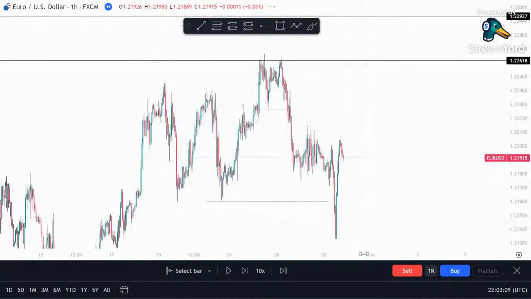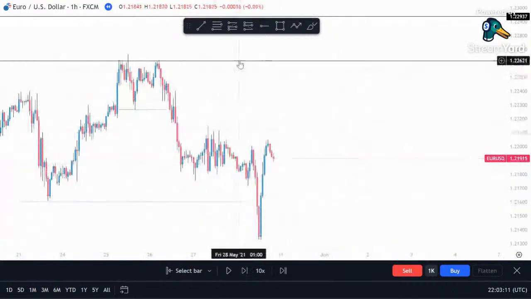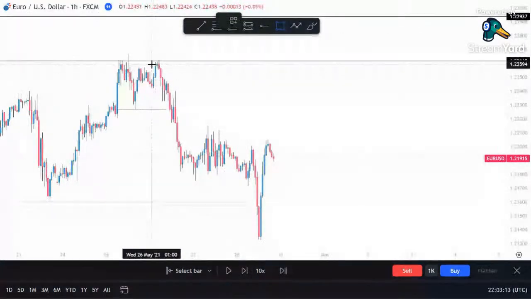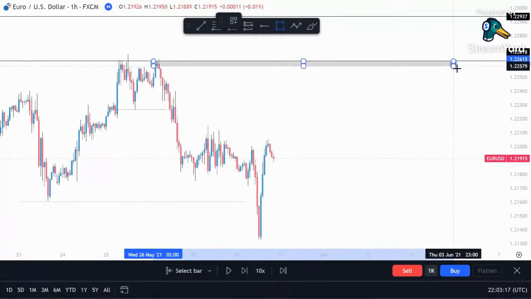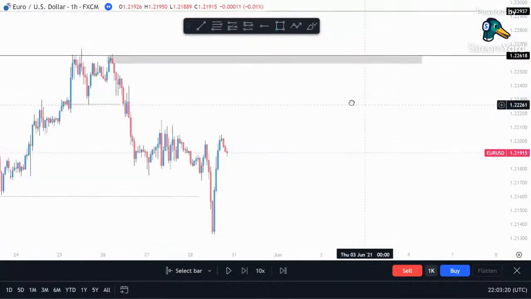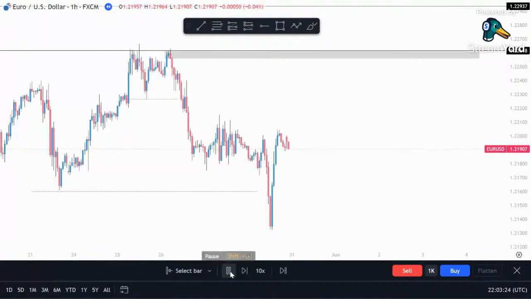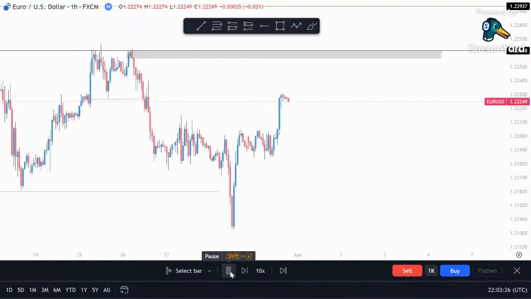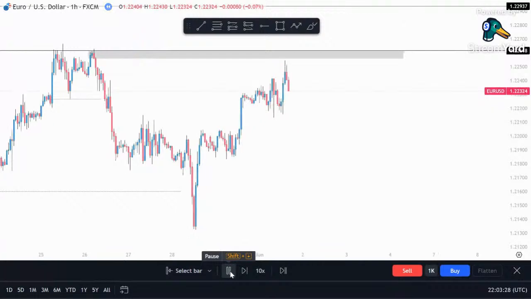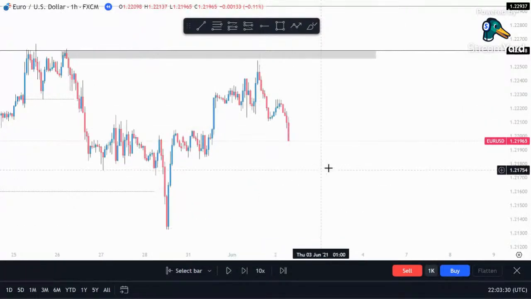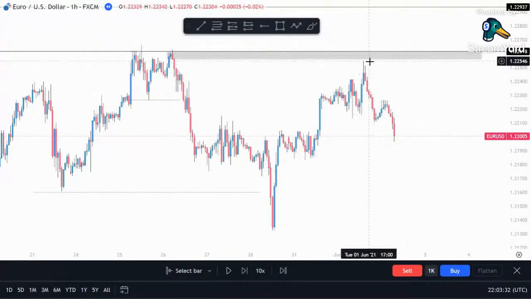Let's say you are waiting for something like this, but this is too extreme. Price might not even get there. Let's see if price even enters. See, this is what I'm saying. Price is almost entering the other block, but it fails.